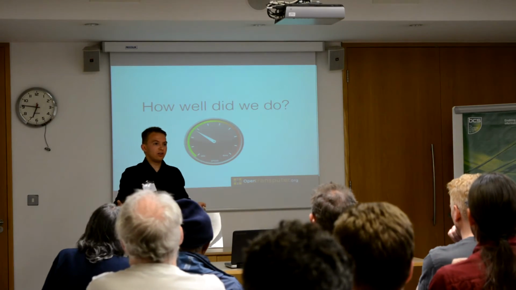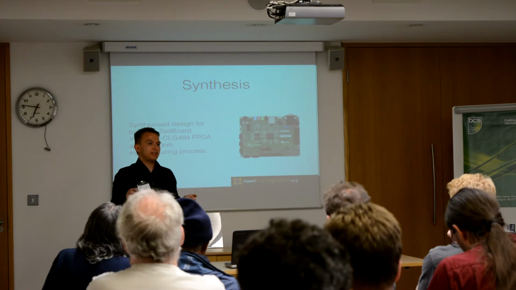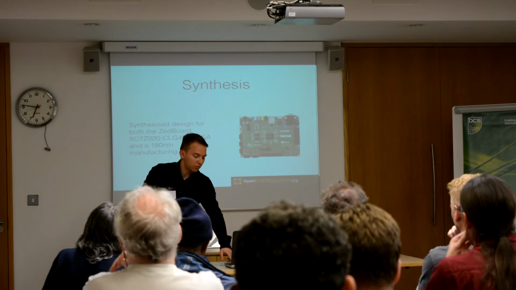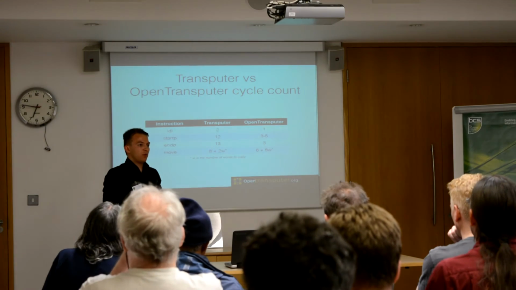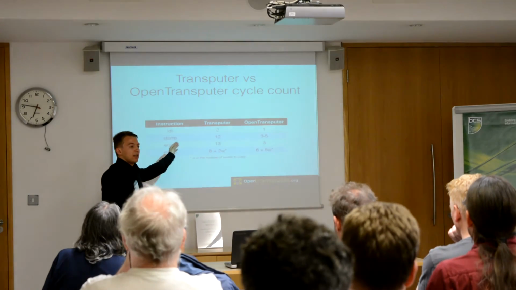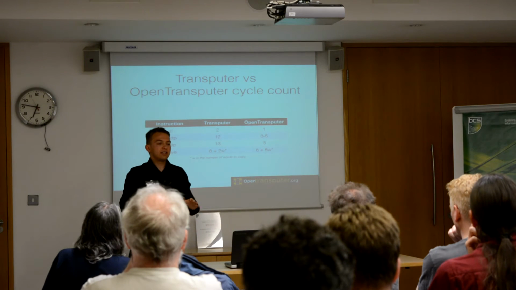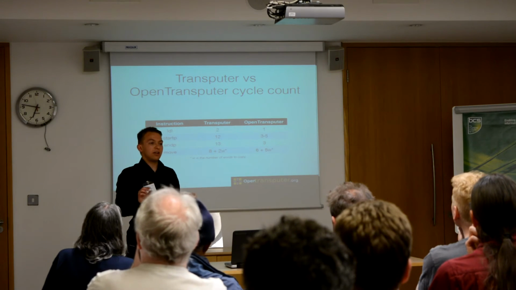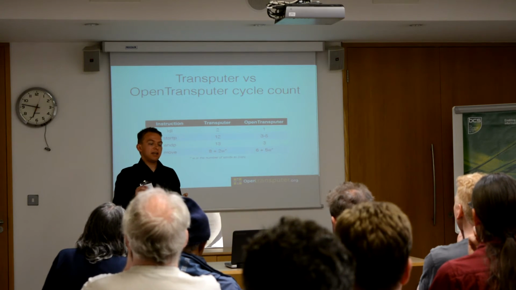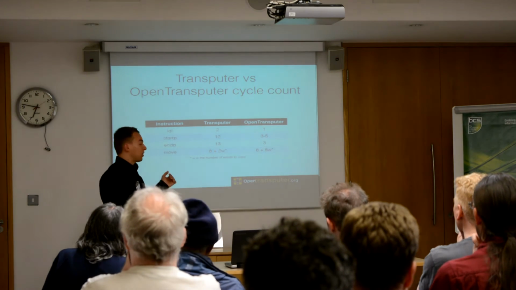So how well did we do with our design? We synthesized the OpenTransputer for both a Zedboard FPGA and an actual 180 nanometer manufacturing process. In terms of performance, what we can observe in the first row here is that the simple load instruction has improved by a factor of 2 going from the Transputer to the OpenTransputer. And this is in general the case with all primary and secondary instructions in the Transputer. This can be explained by the added parallelism in the microarchitecture as I was talking about earlier.